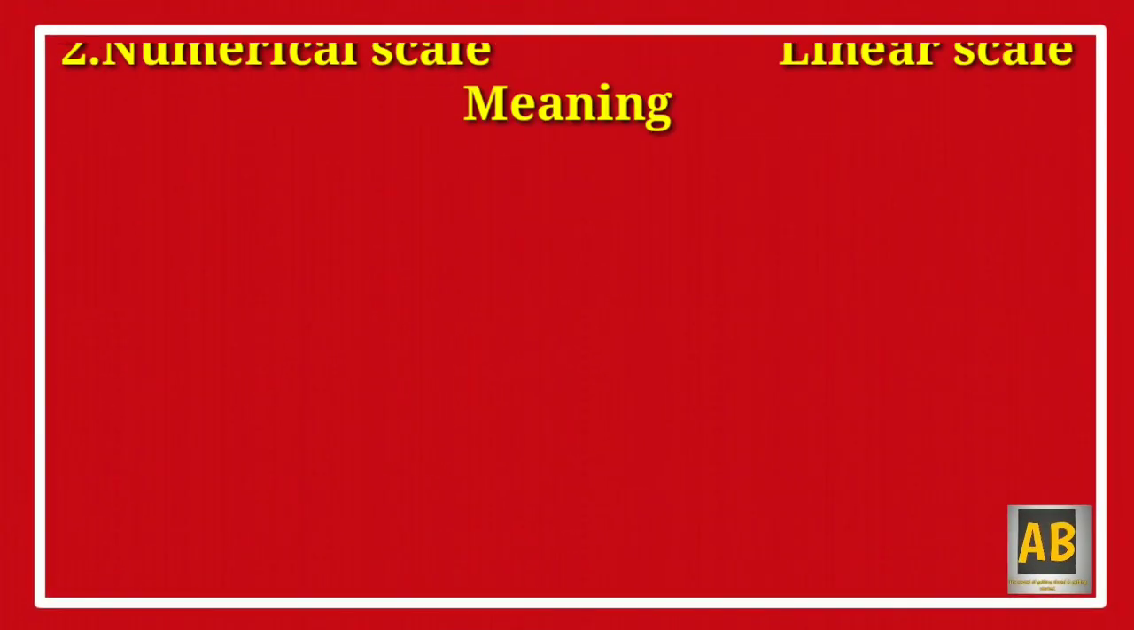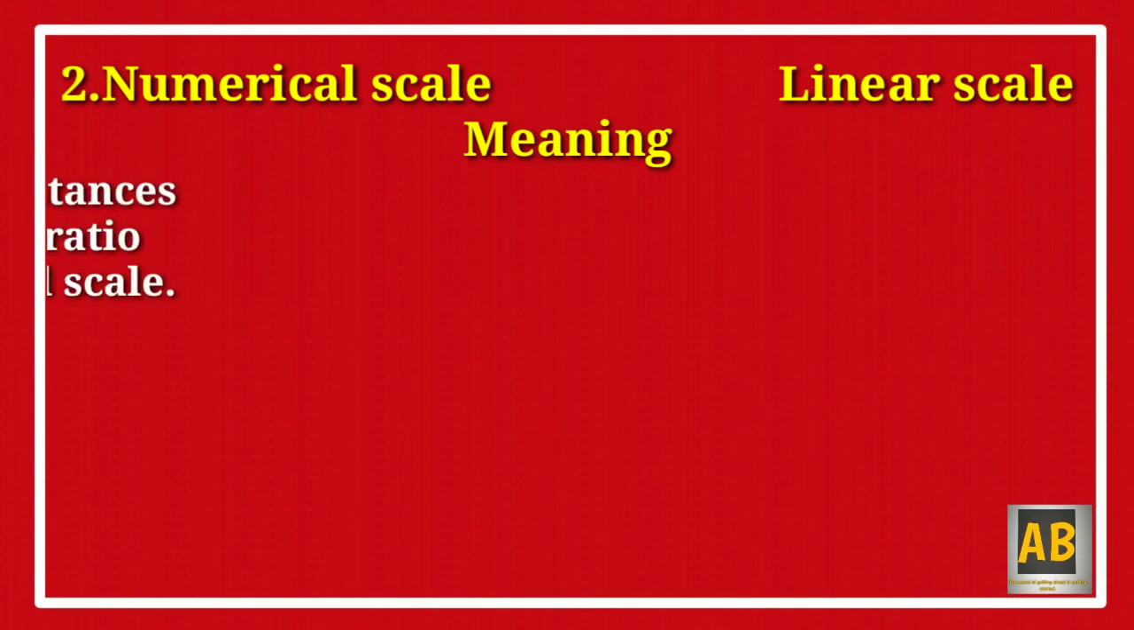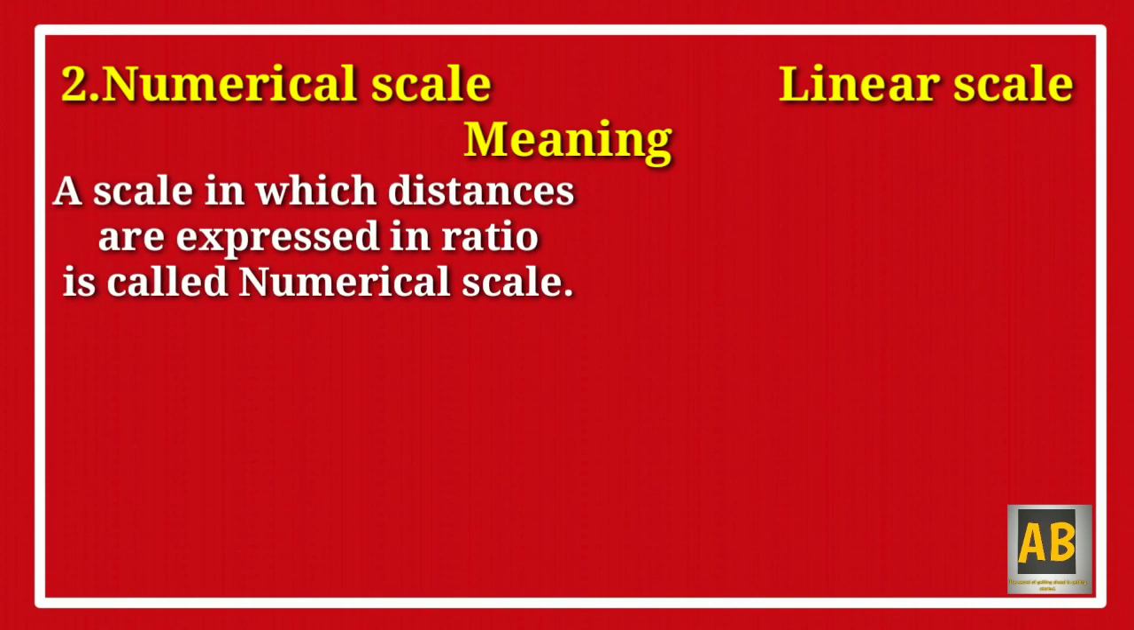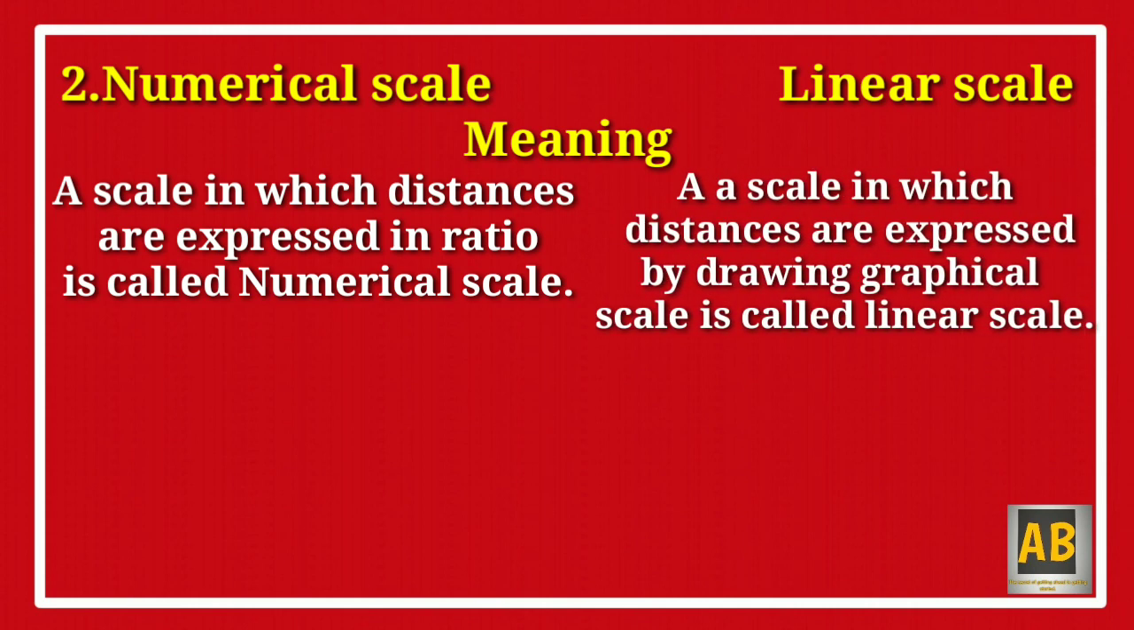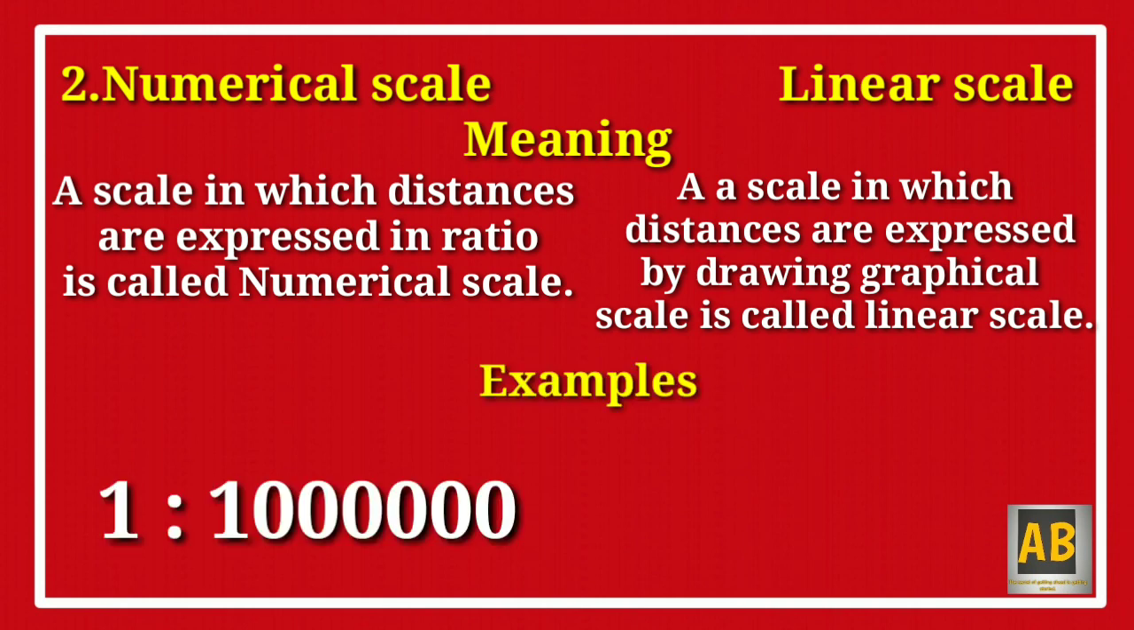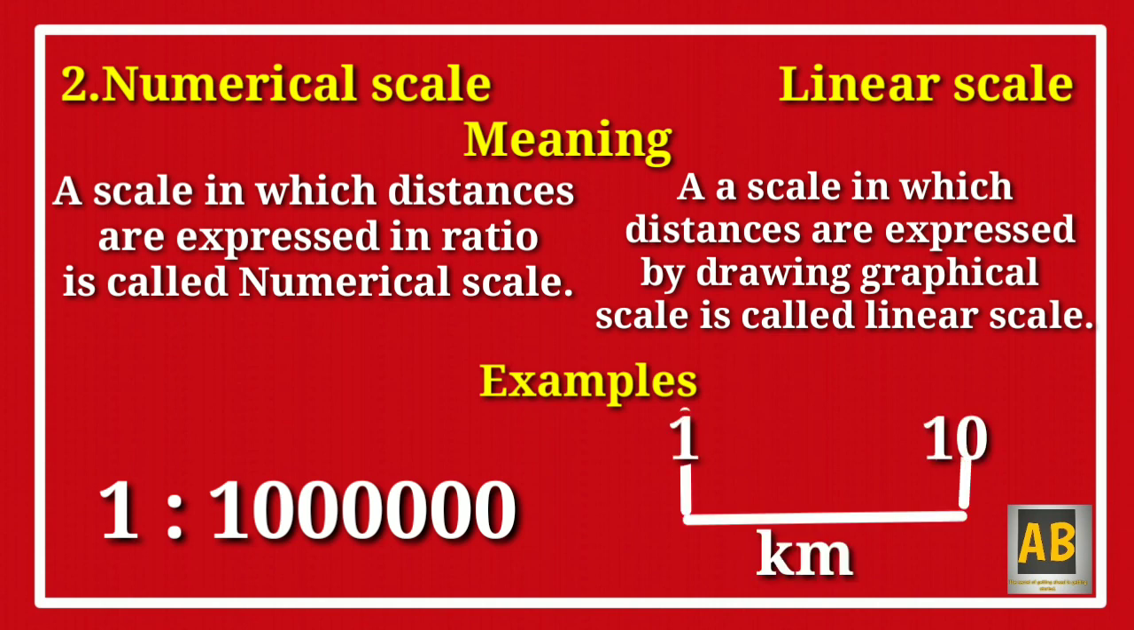Numerical scale and linear scale. Meaning: a scale in which distances are expressed as ratio is called numerical scale. A scale in which distances are expressed by drawing graphical scale is called linear scale. Examples: 1 is to 10 lakh. Numbers 1 and 10 are shown on the screen, which shows the distance in kilometers.